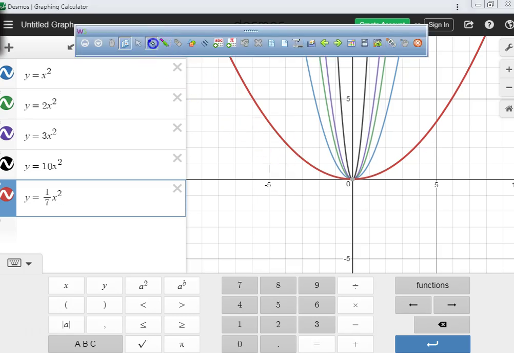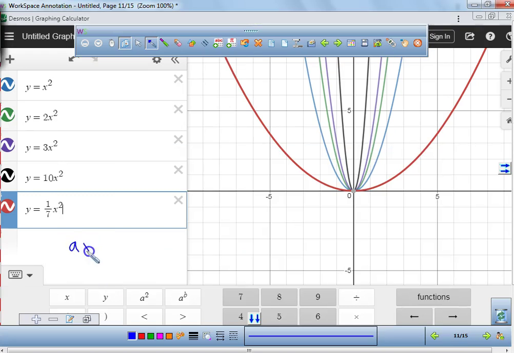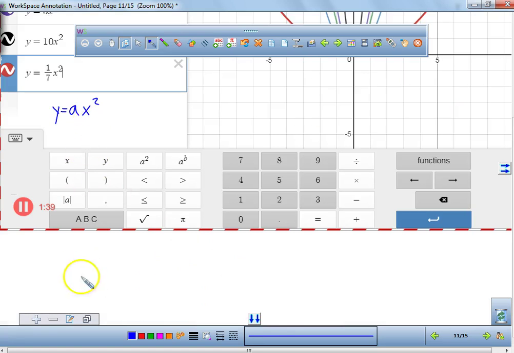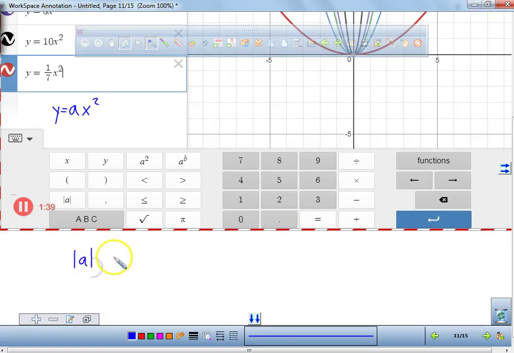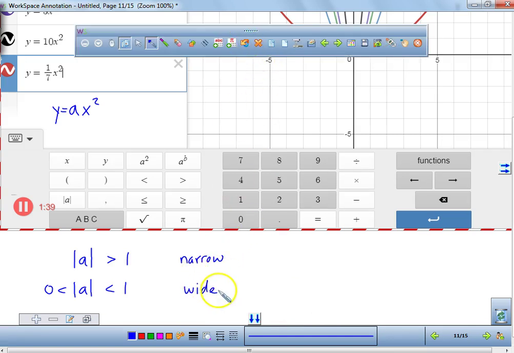Okay, so what did I say we're talking about? We're talking about what happens with the a value, the number that's in front of the x squared. So one thing, ready? If the absolute value of a is greater than 1, then the graph is going to become narrow. But if the absolute value of the a value is less than 1, but greater than 0, then it's going to be wide. Now these are absolute value bars. What do absolute value bars help you represent? Just the value of the number, not whether it's negative or positive.